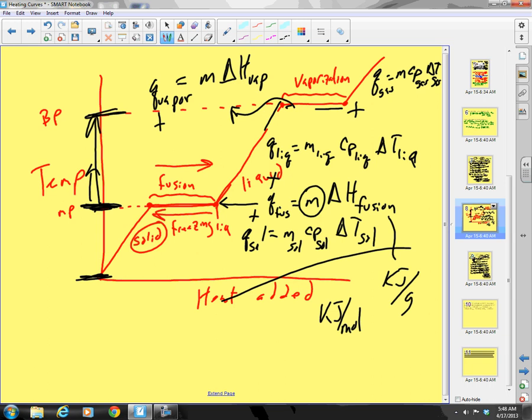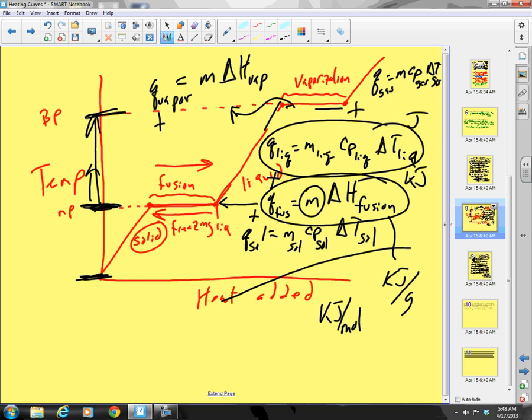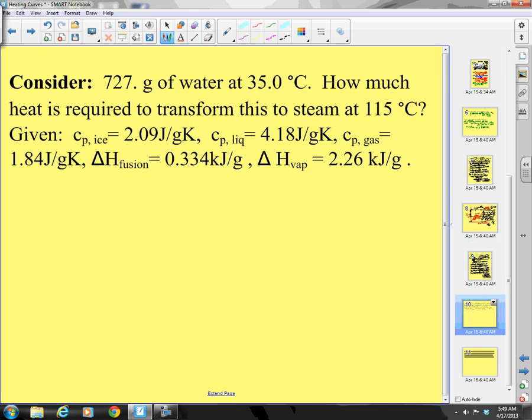And we just have to make sure that the units are consistent, because sometimes out of here I'll get a kilojoule, and usually out of here I'll get a joule. So you have to make sure you convert everything either to joules or kilojoules. Got it? And that is our beautiful heating curve. Let's take a look at a question.